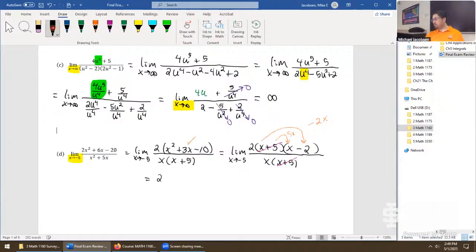The whole result is 2 times -5 minus 2, coming from that direct substitution, divided by -5, coming from that direct substitution there. And this is pretty much the result. Numerator is negative 14. Denominator is negative 5. So this simplifies to 14/5 altogether.